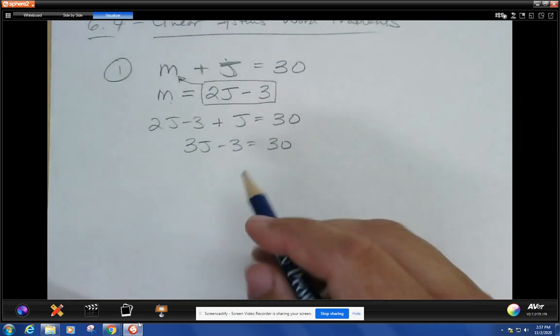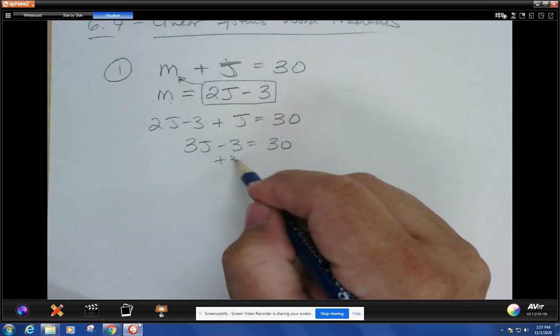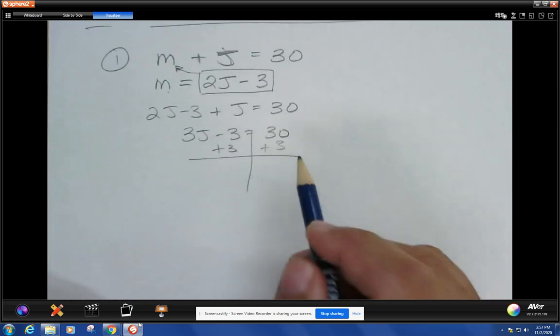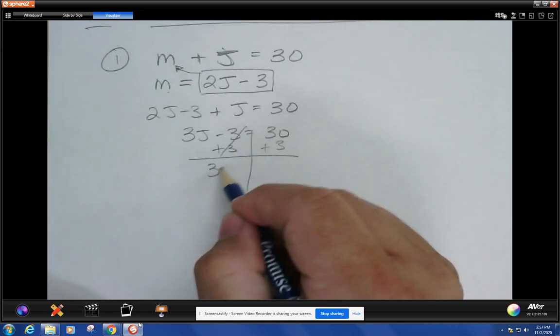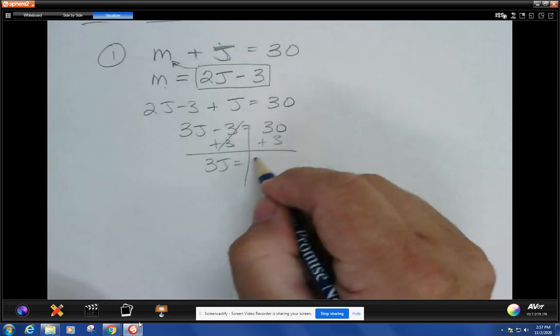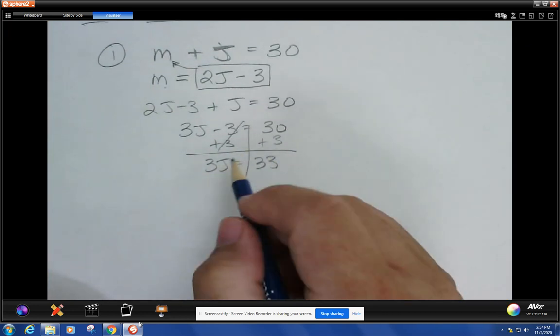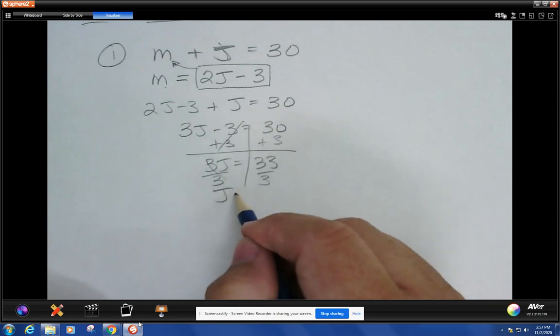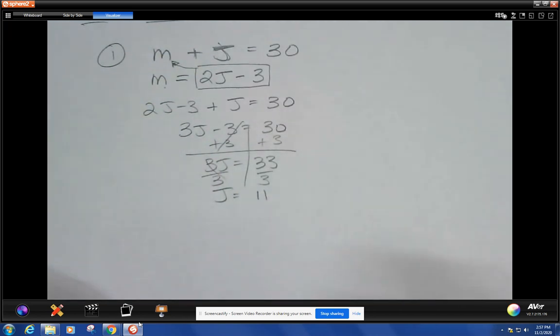I can go ahead now and move my 3 to the other side. I'm going to go ahead and make me a line so I don't get confused. So now I have 3j equals 33. And now one last step, I'm going to divide by 3, which means that Jasmine is 11 years old.